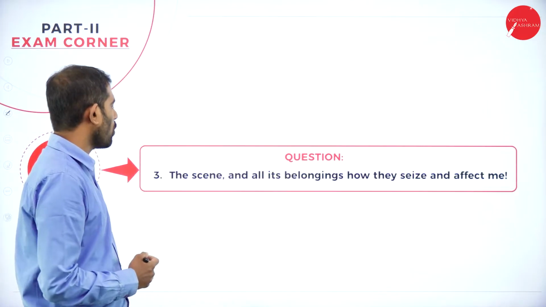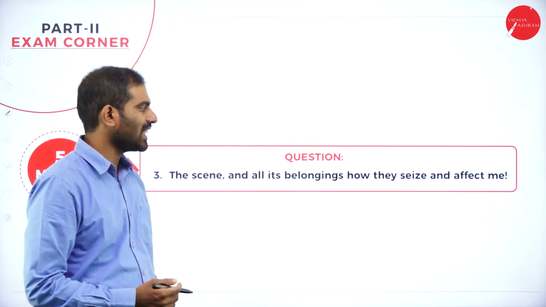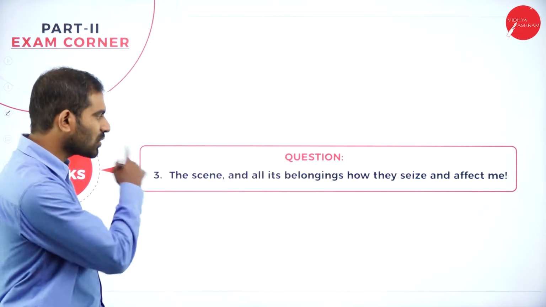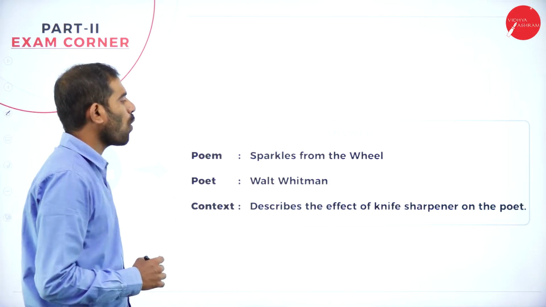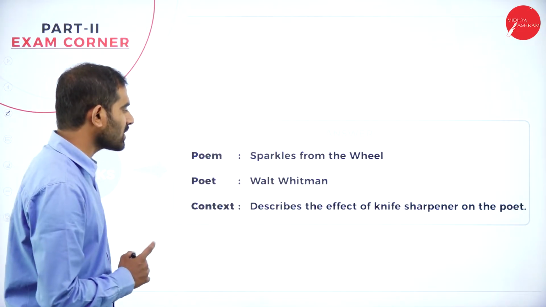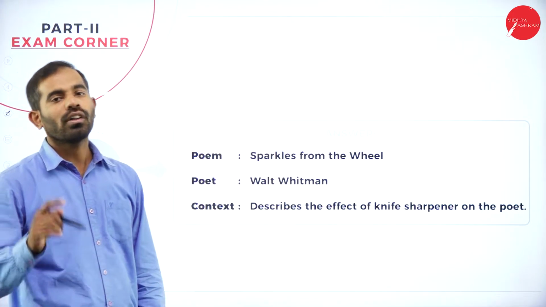Let us move on to the third one. "The scene and all its belongings, how they seize and affect me." And this question is taken from Sparkles from the Wheel, written by Walt Whitman. And the context is, it describes the effect of the knife sharpener on the poet.